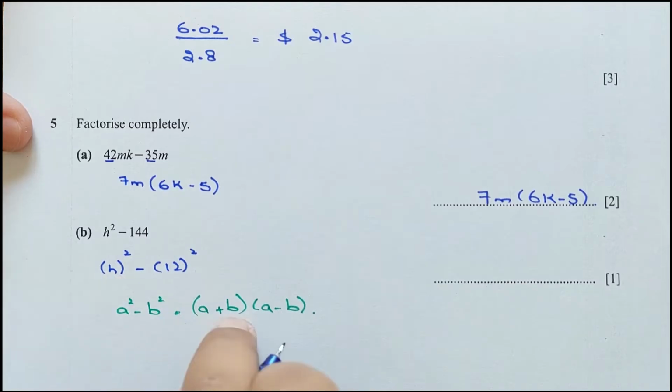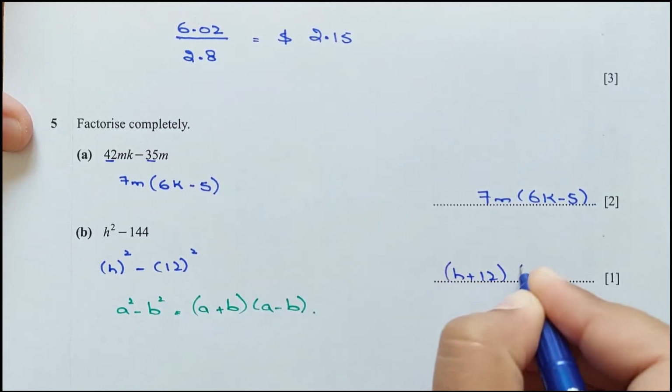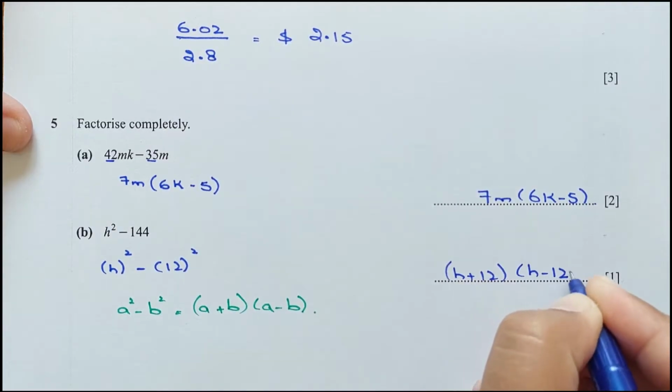So here a is h and b is 12. So h plus 12 and h minus 12. These are the two factors.